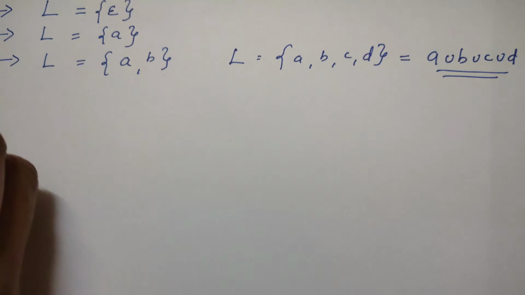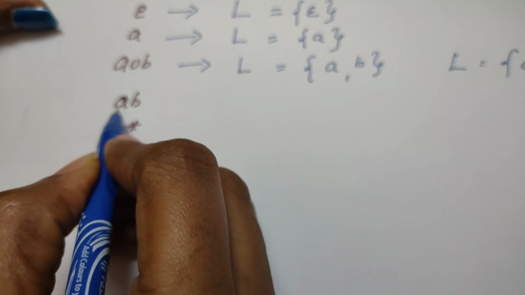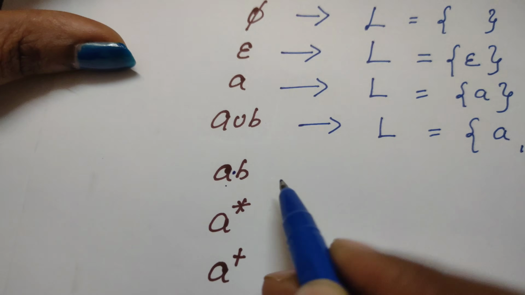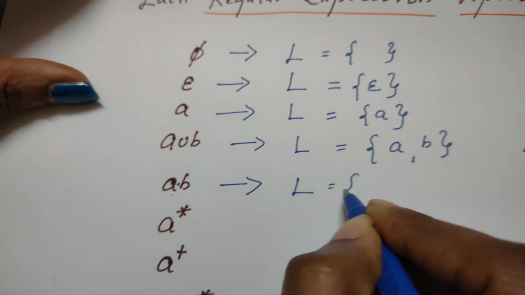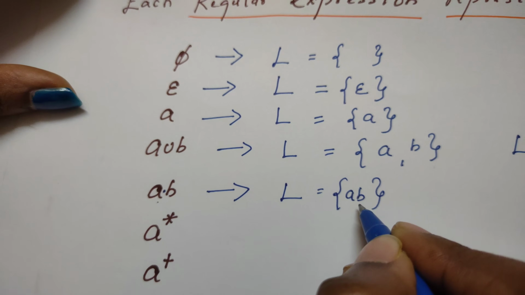Okay, now let us see the next example. AB is a regular expression. It means A dot B. There is a dot operator here in between A and B. So what is the corresponding language? The language contains the string AB. Together it is a single string.